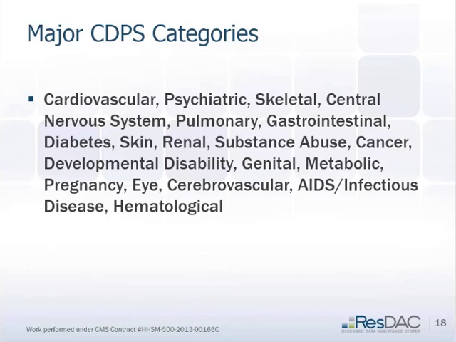Here are the major CDPS categories that we talked about. These correspond pretty well to the categories in the ICD-9 codebook. These are major categories: cardiovascular, psychiatric, and so on. And pregnancy is considered a chronic disease in our model, but it's important in the Medicaid program.